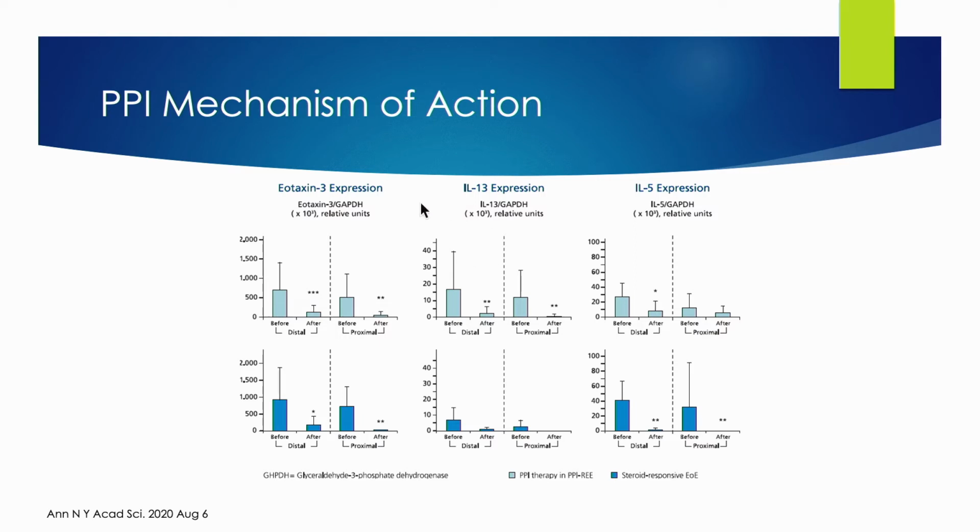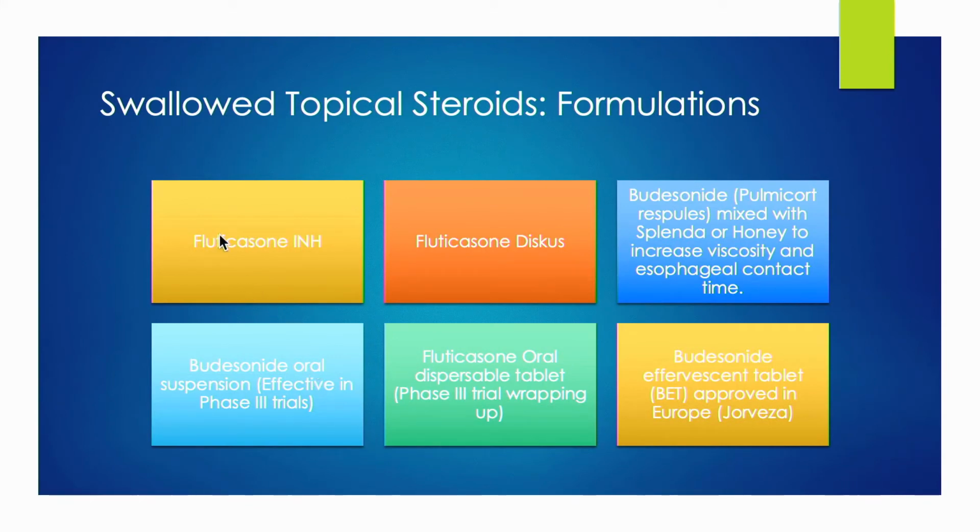The mechanism of action of PPIs in EOE is not thought to be due to acid suppression. Instead, it seems to act in the eosinophil pathway. And in vitro, they've shown that treating biopsies of patients with EOE that are responsive to PPIs, eotaxin, IL-13, and IL-5 decrease after treatment the same way that steroids induce this kind of response. So moving on to topical steroids, which is the other drug that we use these days.